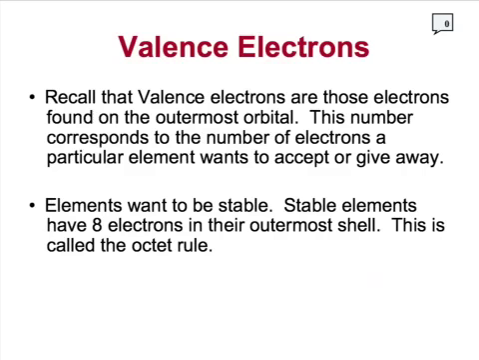Remember that valence electrons are those electrons found in the outermost orbital. This number corresponds to the number of electrons a particular element wants to accept or give away. Elements want to be stable. Stable elements have 8 electrons in their outermost shell. This is called the octet rule.